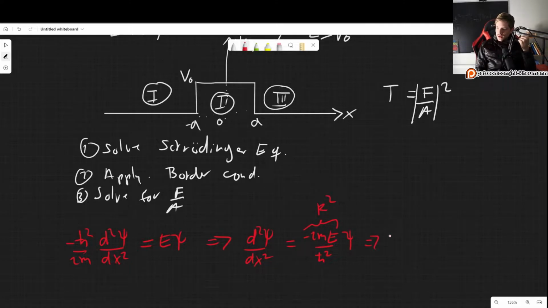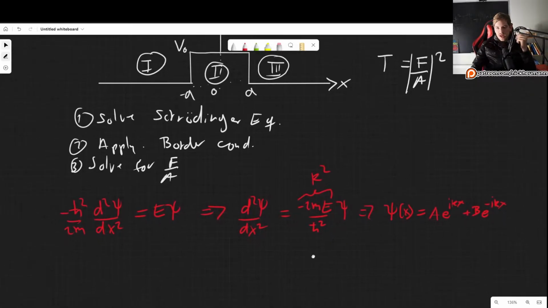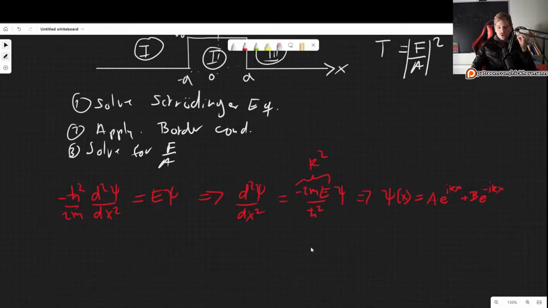And thus our solution, our psi of x, will be some constant. We have two possible solutions, so we have two constants here: A e^(ikx) plus B e^(-ikx), right? We have seen this quite often. If you're unsure how to solve this, I do recommend that you take another look at what we did in the previous videos, because you have to be able to at least know which solutions to choose for the Schrödinger equation. So this is valid for regions 1 and 3. There will always be two traveling waves. One will be traveling to the right, one will be traveling to the left.